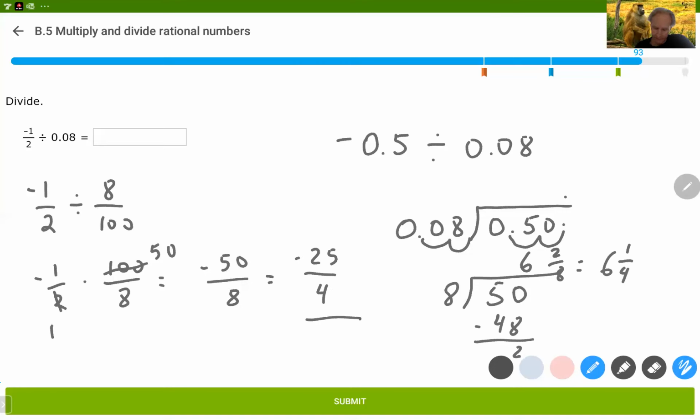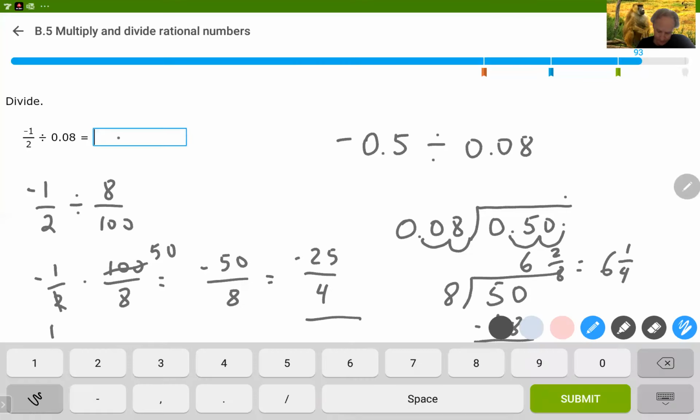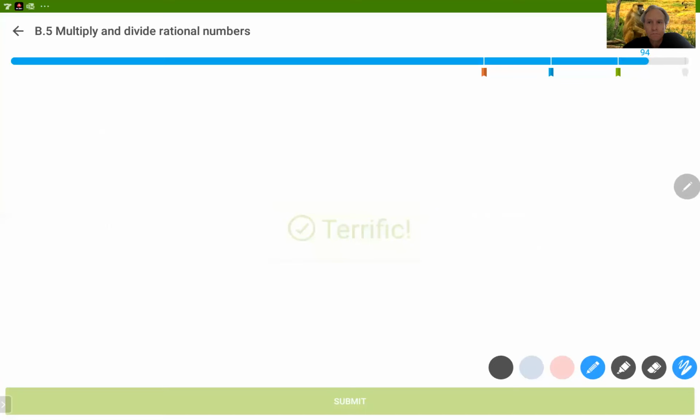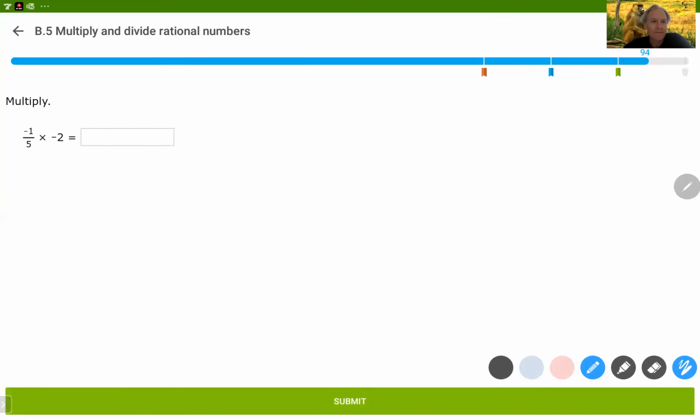I'm going to leave it like this, negative 25 over 4. Nice easy one. It's negative 2 over 1. We've got negative 1/5 times negative 2 over 1. There we go. 2 over 5.